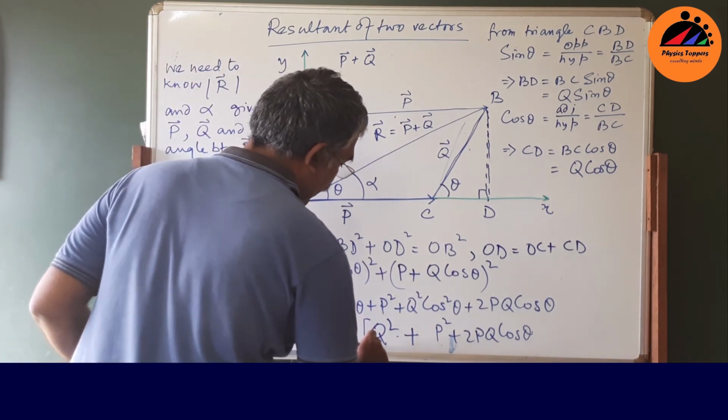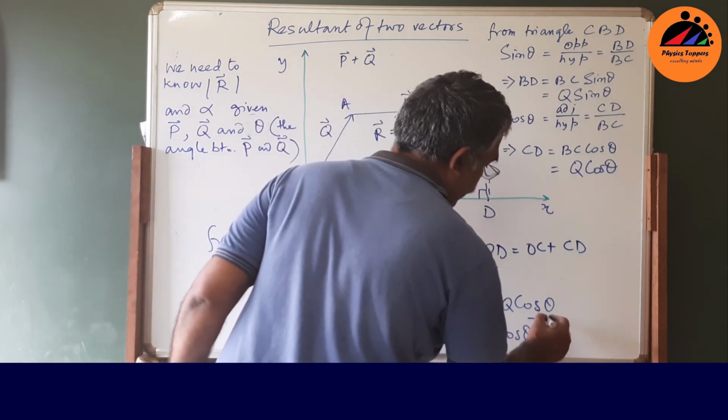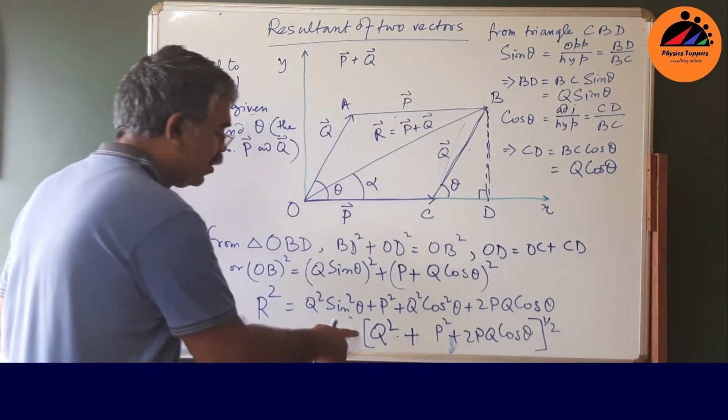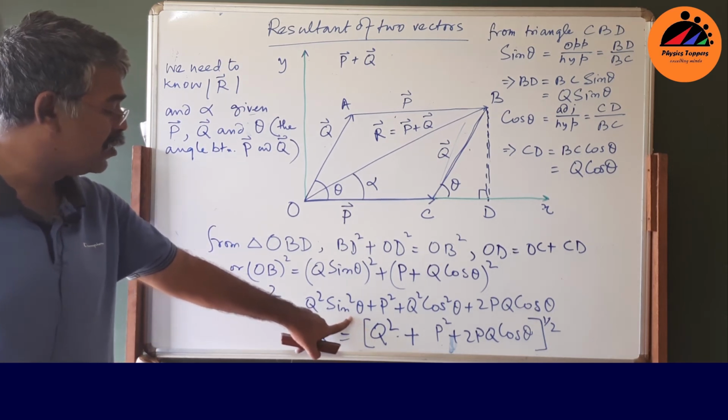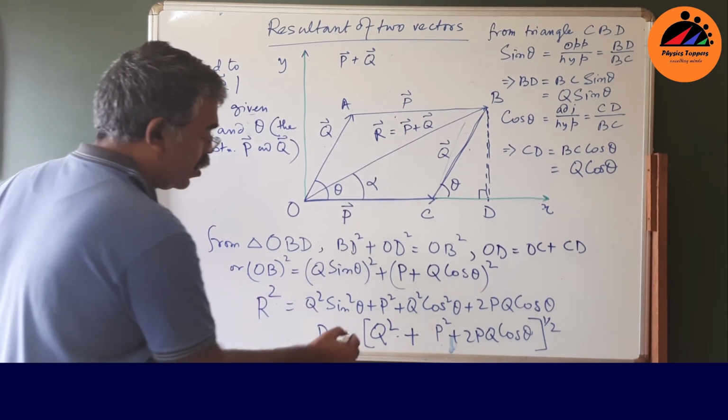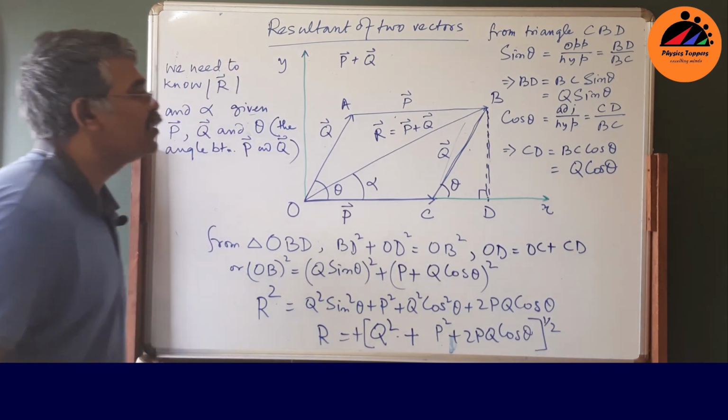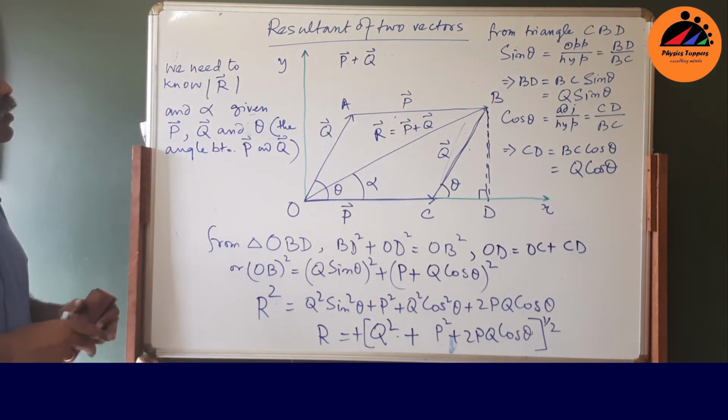Or you can write it by placing a half power here. You must take a magnitude, so this is positive. It's not plus or minus, it's only plus, since this is a magnitude. Okay, so this is the resultant of the vector.